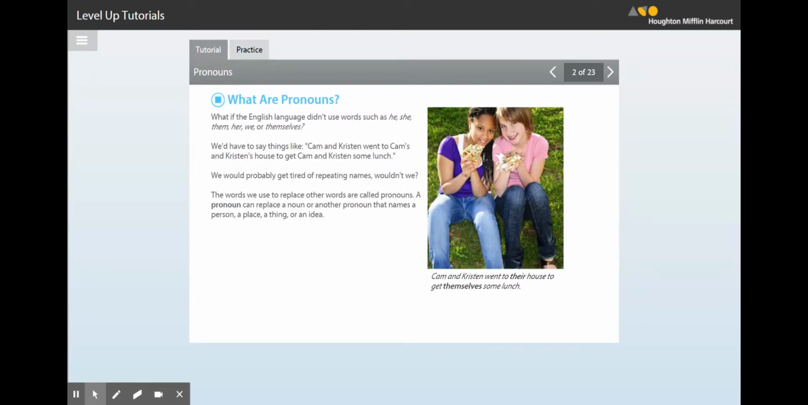A little review. What if the English language didn't use words such as he, she, them, her, we, or us, or themselves? We'd have to say things like Cam and Kristen went to Cam and Kristen's house to get Cam and Kristen some lunch. We would probably get tired of repeating the names, wouldn't we? The words we use to replace other words are called pronouns. A pronoun can replace a noun or another pronoun that names a person, a place, a thing, or an idea. An example of using pronouns: Cam and Kristen went to their house to get themselves some lunch. So it makes the sentence sound a lot less repetitive.